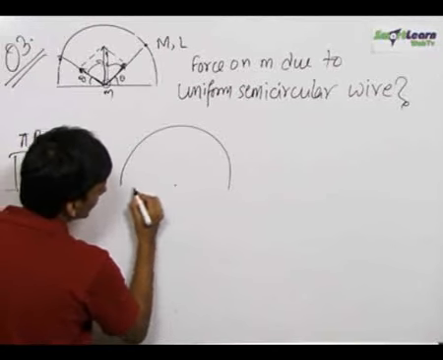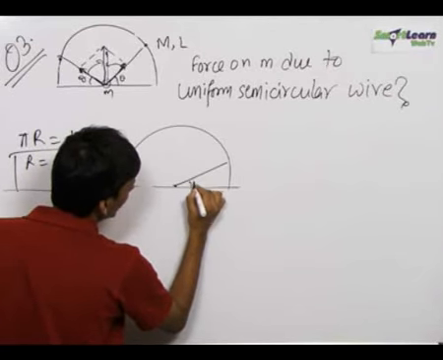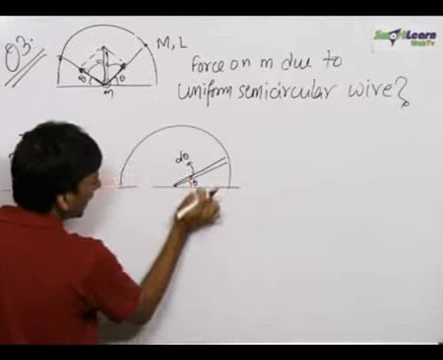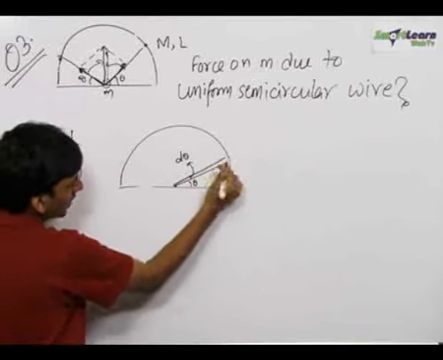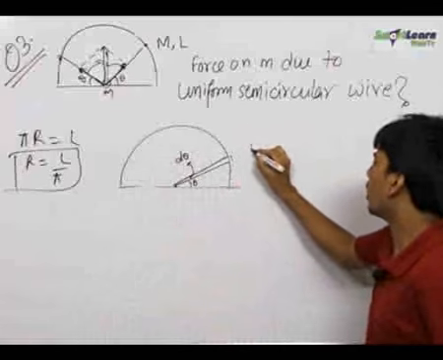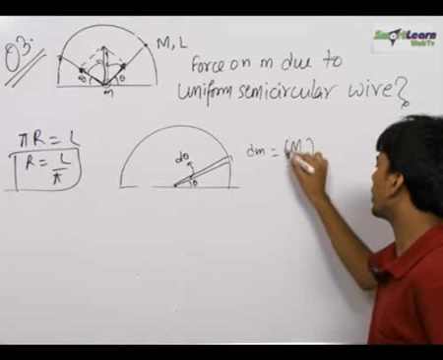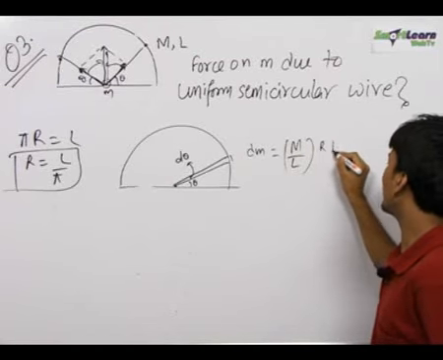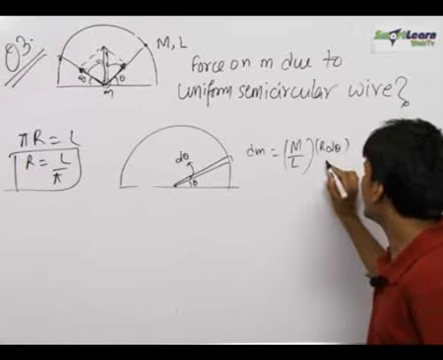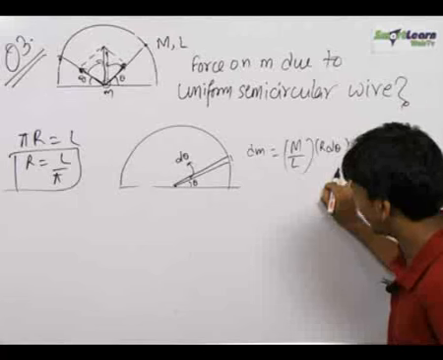As we do it always, whenever we have to assume a small element, we take a small element subtending an angle d theta at an angle theta. The location of this element is at angle theta and it is subtending an angle of d theta. The small mass dm of this element is equal to mass per unit length, that is M upon L, into r d theta, that is the length of this element. Mass per unit length into the length of this element gives us the mass of this element, that is equal to M r upon L into d theta.